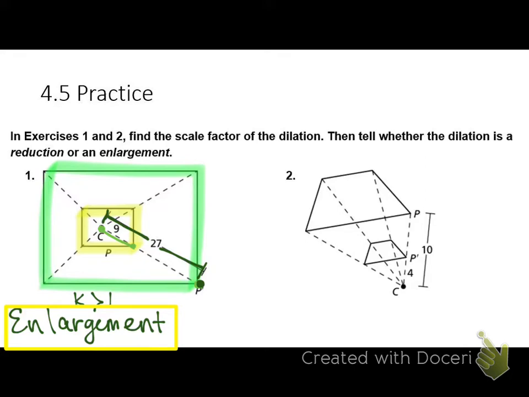With a scale factor, do you add it to the side lengths? Do you subtract it? Do you multiply it or divide it? You multiply it. So the scale factor was multiplied times 9 to get the number 27. So what do I have to multiply times 9 to get 27? 3. So my scale factor is 3.